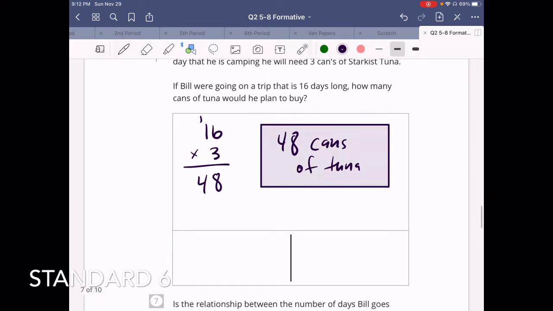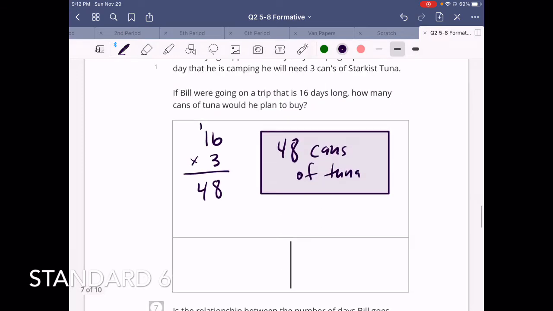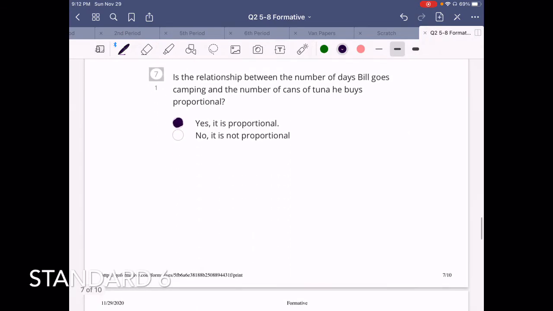All right. Is this proportional? Yes. Why? Well, let's make a table. We want to always have time as the X, so I'm just going to write it like this. So days and cans.